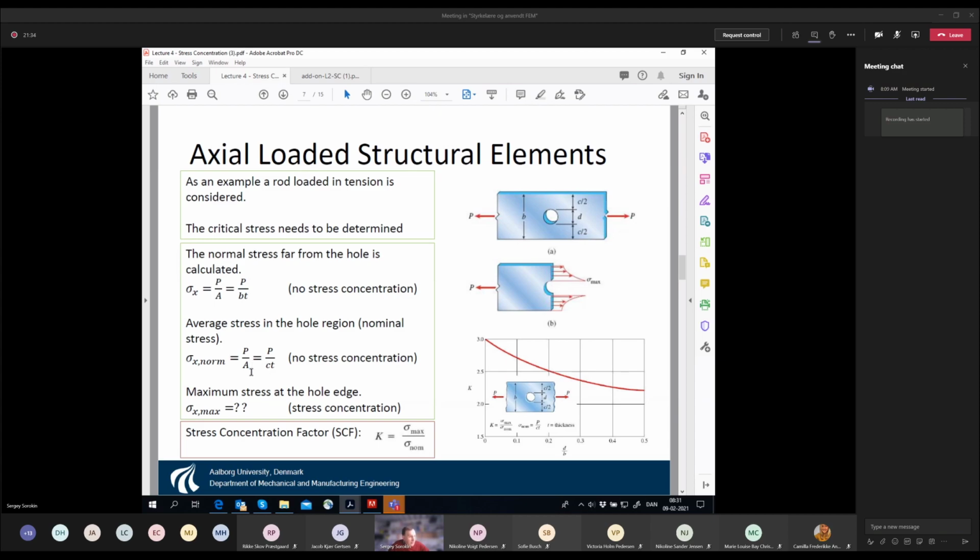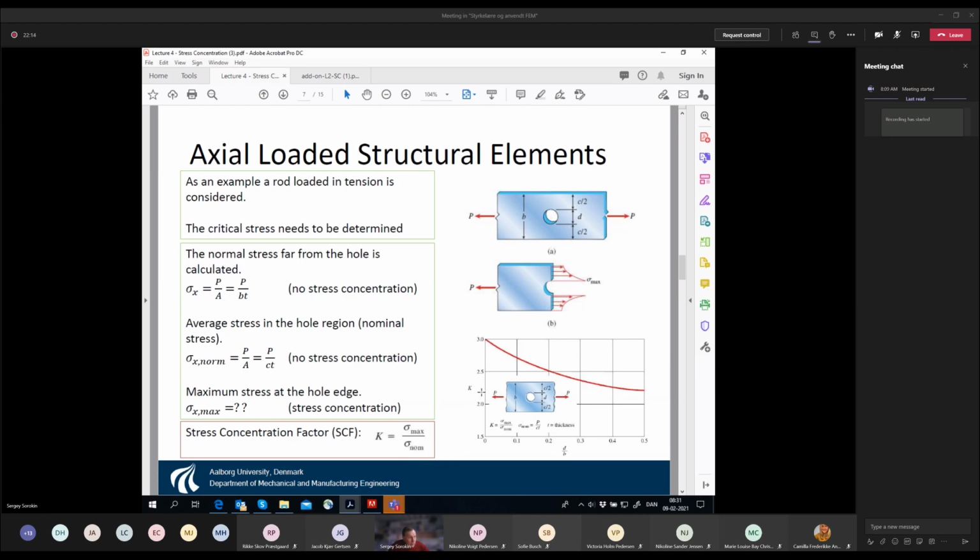So here it's a bit confusing, because here it's A and here it's also A, but here A is the area measured here, and here this A is the area measured where you have this hole. And then of course it's C times T, where you have C half and C half, so the total length is C, and the thickness is T. So it's this one. And then the definition of the stress concentration factor is the maximum stress divided by this nominal stress.